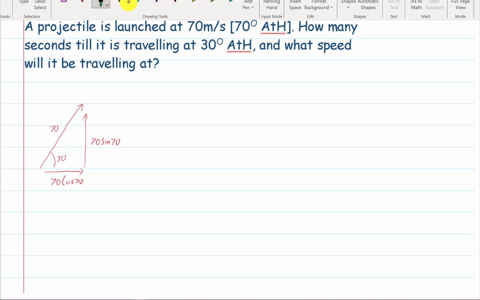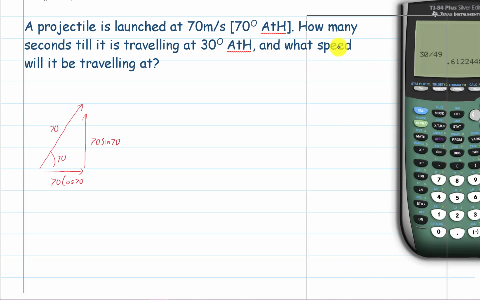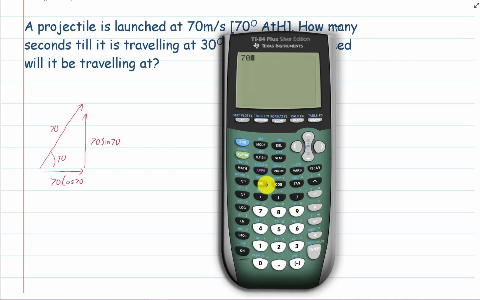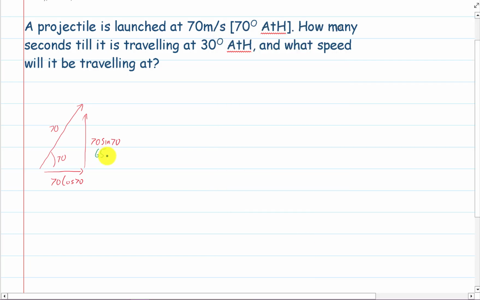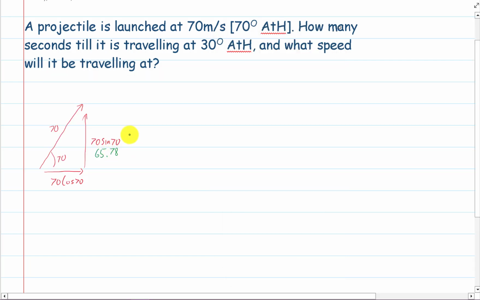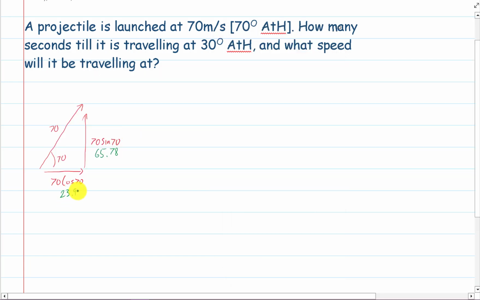And let's pull up the calculator. There we go. Hello, Mr. Calculator. 70 sine 70, enter, 70 cosine 70, and get these two numbers in here. So vertically it is at 65.78, and horizontally is 23.94 meters per second. And that's meters per second up.